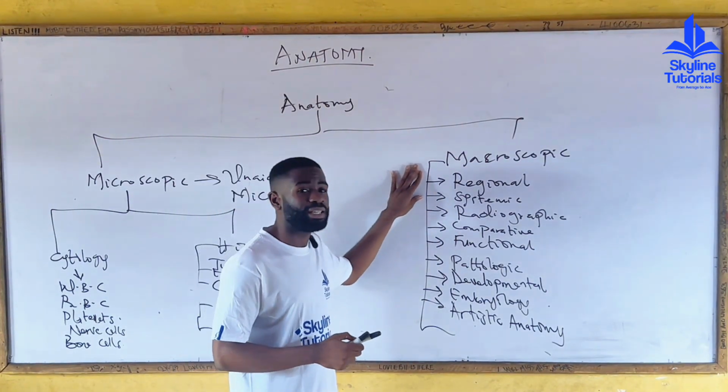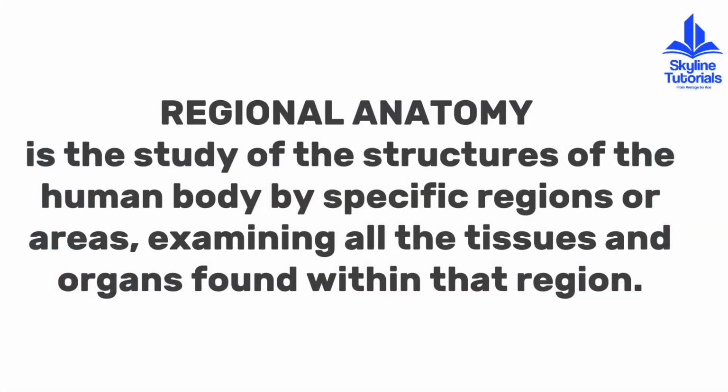Regional anatomy is a subset of macroscopic anatomy that studies different parts or regions of the body individually. So when I take a particular part of the body and I study it, looking at the organs associated there and their makeup, functions, or roles, it is termed regional anatomy. Regional anatomy involves the study of different parts or regions of the body.